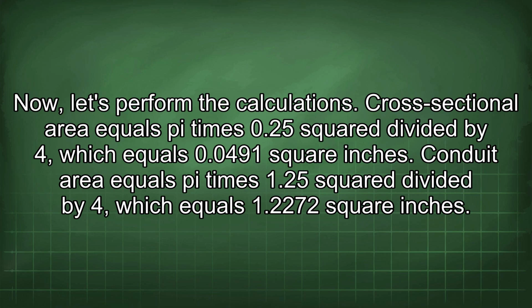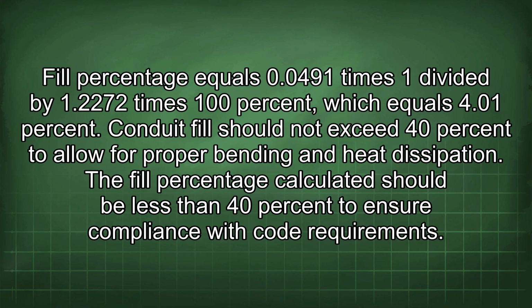Cross-sectional area equals pi times 0.25 squared divided by 4, which equals 0.491 square inches. Conduit area equals pi times 1.25 squared divided by 4, which equals 1.2272 square inches. Fill percentage equals 0.491 times 1 divided by 1.2272 times 100%, which equals 4.1%. Conduit fill should not exceed 40% to allow for proper bending and heat dissipation. The fill percentage calculated should be less than 40% to ensure compliance with code requirements.